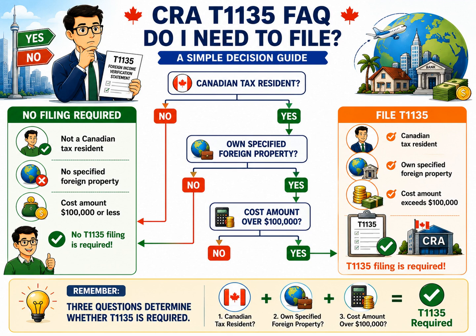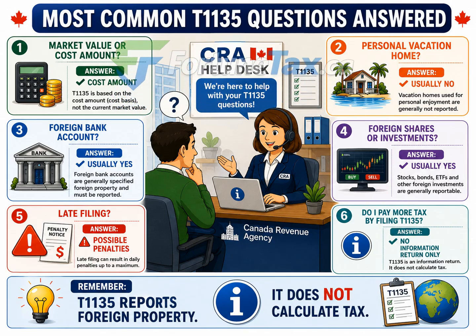The decision tree in the center is designed to simplify the entire process. Rather than trying to remember dozens of detailed rules, simply answer these 3 questions in order. They will guide you to the correct filing decision in most beginner situations. The key takeaway is easy to remember. Canadian tax resident, specified foreign property, and total cost amount over $100,000. If all 3 conditions are met, Form T1135 is generally required.